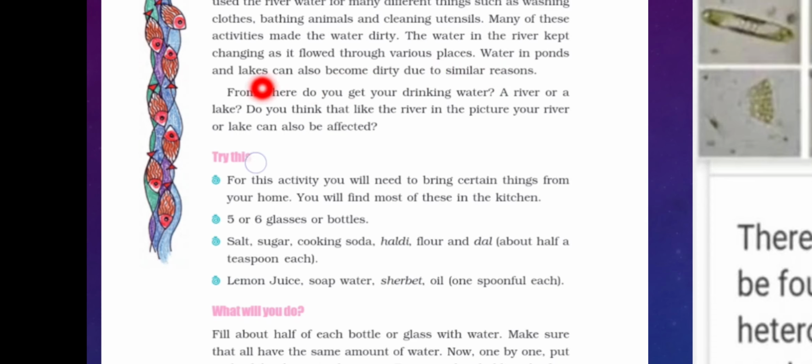Water in ponds and lakes can also become dirty due to a similar reason. The color of the water can change due to this reason. Human beings are making the water dirty: they are bathing, cleaning utensils, bathing the animals, and throwing waste or garbage in the river water. So all of these are causes of the pollution of water.